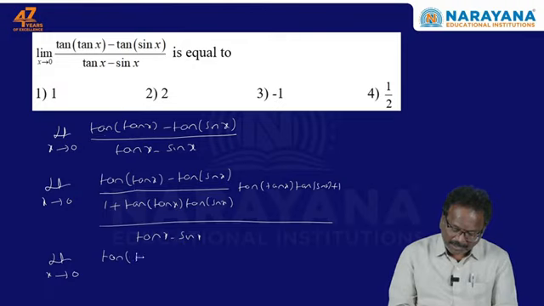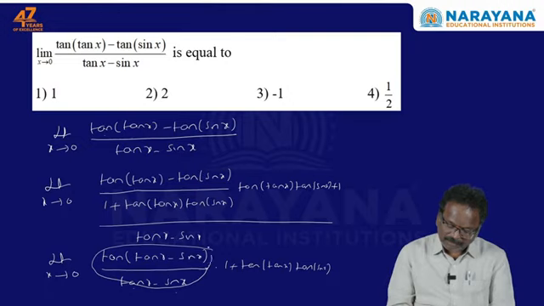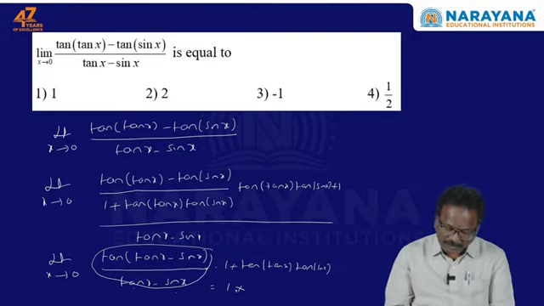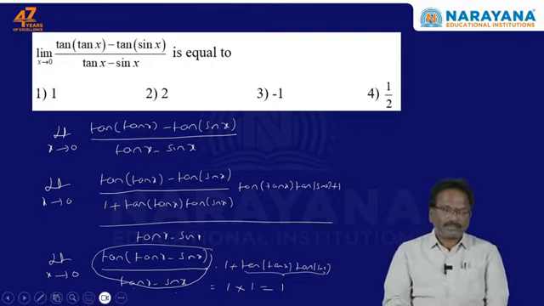Tan of (A minus B), where A means tan x and B is sin x, by tan x minus sin x into 1 plus tan of tan x into tan of sin x. Tan of tan x minus sin x by tan x minus sin x is in the form of tan theta by theta. Therefore, this value is 1. And if x is 0, this will be 0. 1 into 1 is 1. So, the limit value is 1 only. First one is the correct one.